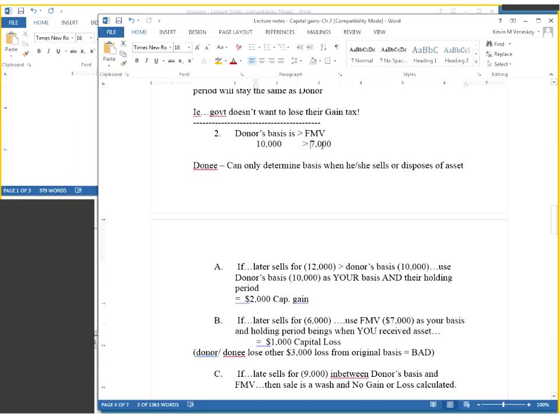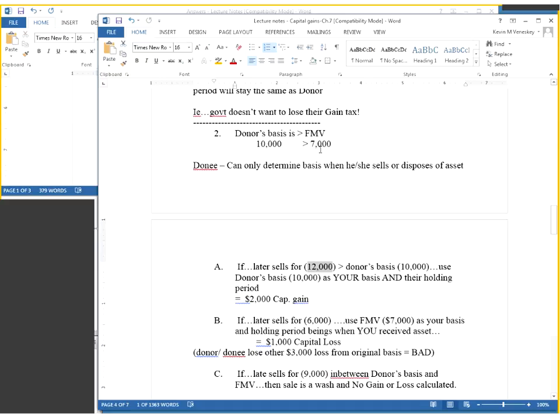The other situation is they give it to you at $7,000, that's what it's worth, and then all of a sudden there's a big turnaround, the stock goes way up, and you turn around and sell it for 12. If that's the case, then the tax law gives you a break and says, you don't have to use the 7. We'll allow you to use the 10, your old donor's basis, and therefore you only have a gain of $2,000 instead of 5.